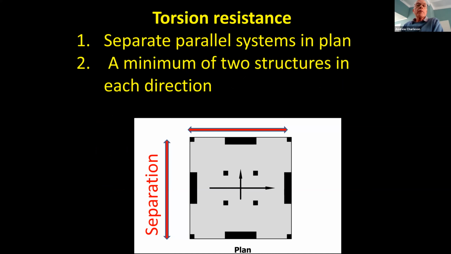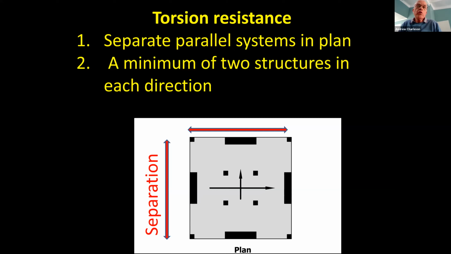Now, the next principle of seismic design is that in each direction, you must separate parallel systems in plan, and you must provide a minimum of 2 structures in each direction. Okay, so in each direction of your building, you must have at least 2 moment frames or shear walls or braced frames.